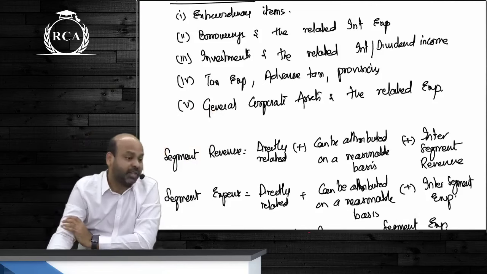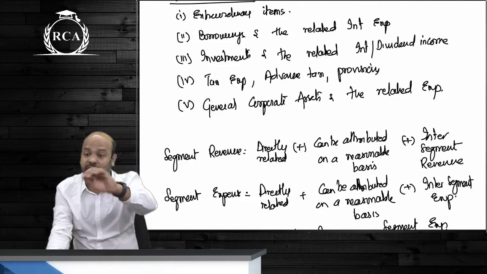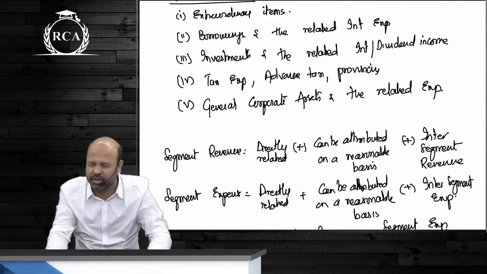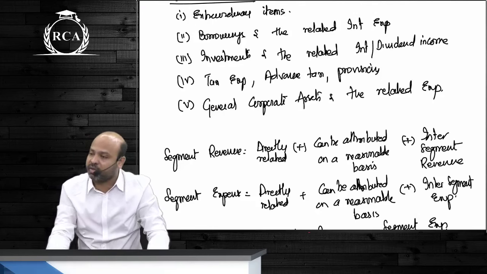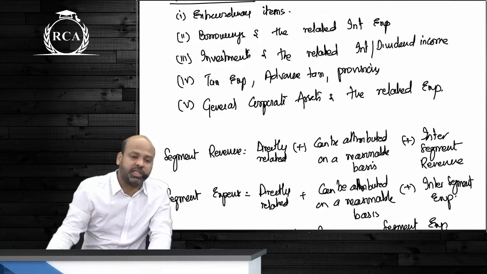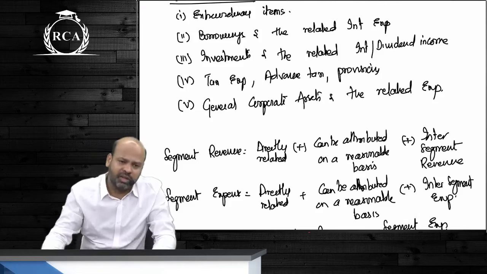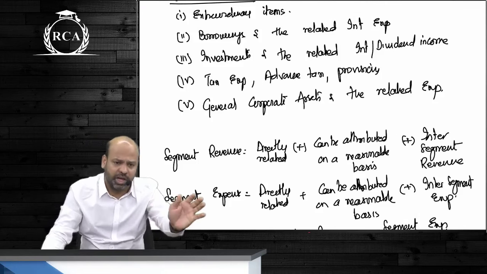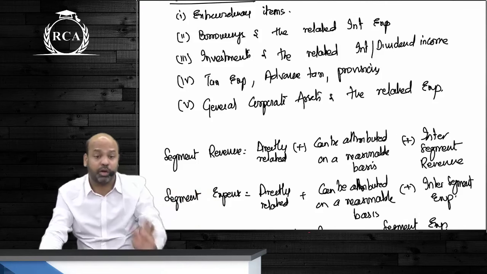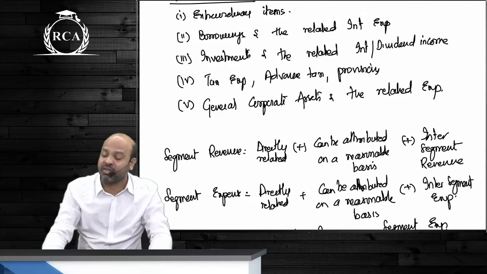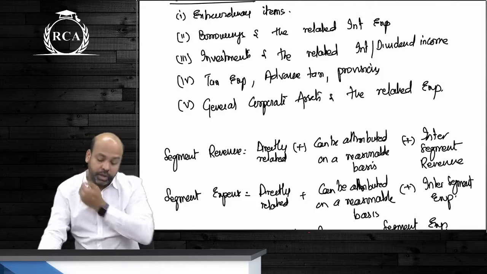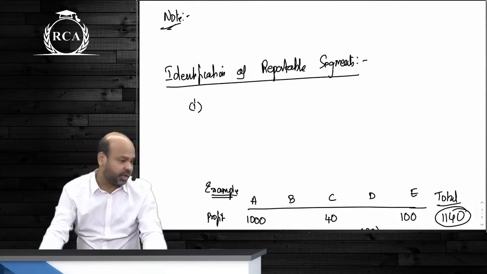Likewise, better, your segment expenditure will comprise of expenditure that is directly attributed as such better, that is directly related, that can be attributed on a reasonable basis, guys, and expenditure on account of inter-segment transactions. Segment assets also same better, which arise on account of operations of the segment or which can be allocated on a reasonable basis. Even segment liability same. Segment result is the difference between segment revenue and segment expenditure.